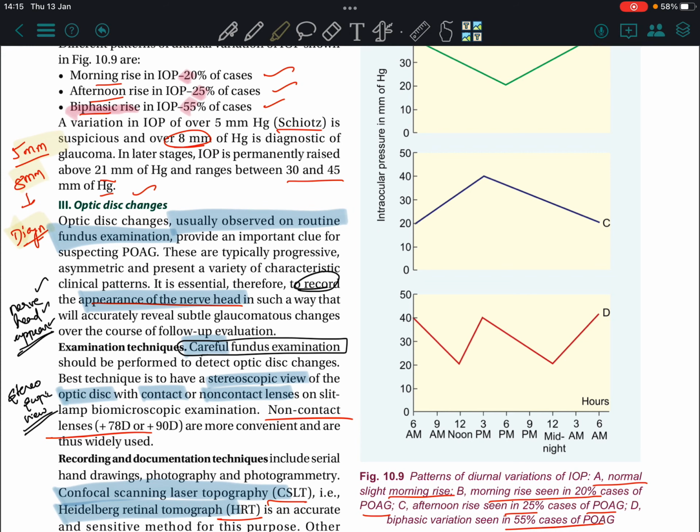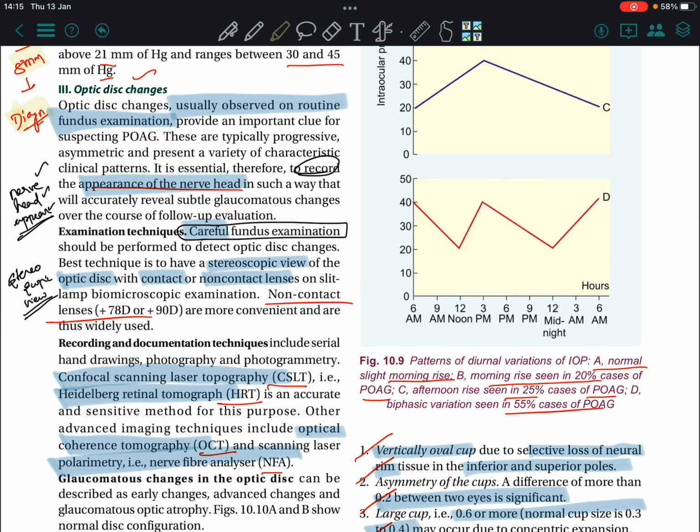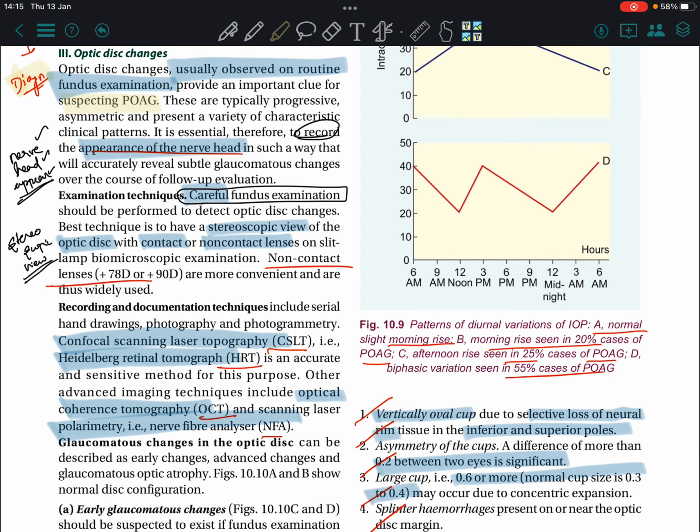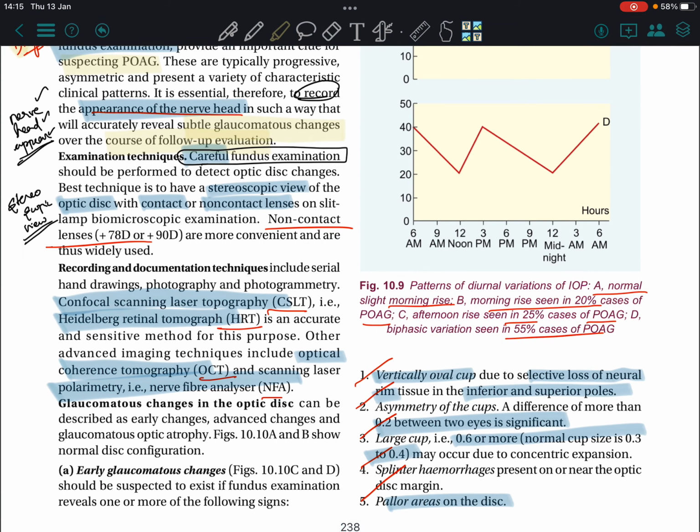In later stages, IOP is permanently raised above 20 mm Hg and ranges between 30 to 45 mm Hg. Optic disc changes usually observed on routine fundus examination provide an important clue for suspecting POAG. These are typically progressive and asymmetric and present a variety of characteristic clinical patterns. It is essential, therefore, to record the appearance of the nerve head in such a way that will accurately reveal subtle glaucomatous changes over the course of follow-up evaluation.